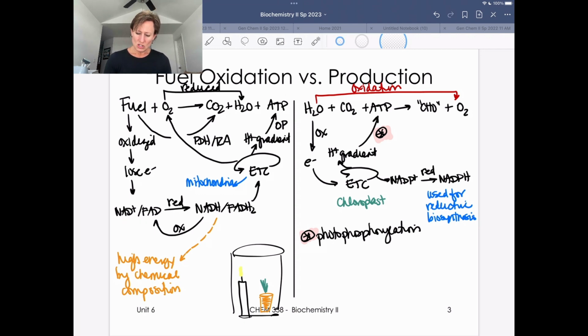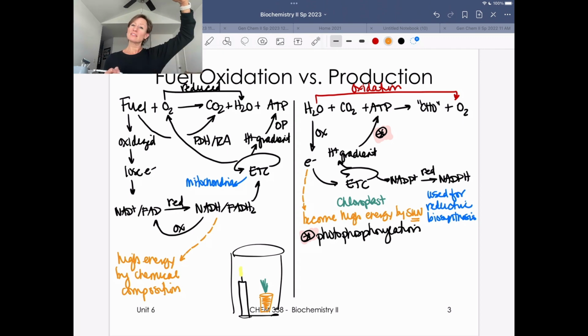Okay? So the question is how do we get high energy electrons for chloroplast electron transport? Because water is not a high energy molecule. Well, this is where the magic comes in with what chloroplasts are able to do: these electrons become high energy by the sun. We're going to see how that happens in a little bit. The sun is going to use wavelengths of light to excite those electrons to high energy states. Okay, so that's how that process is going to happen.